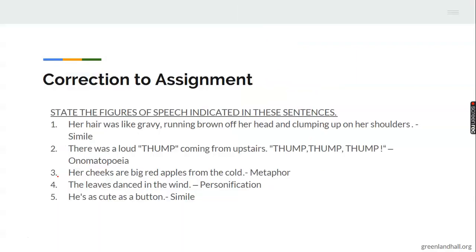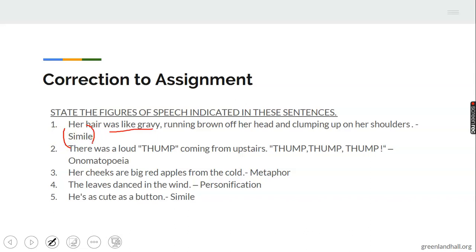Then let's go on to my correction now. I said, state the figures of speech identified in these sentences. Her hair was like gravy running brown off her head and clumping up on her shoulders. The word like says it all. Definitely it is simile, because you are comparing her hair to something.